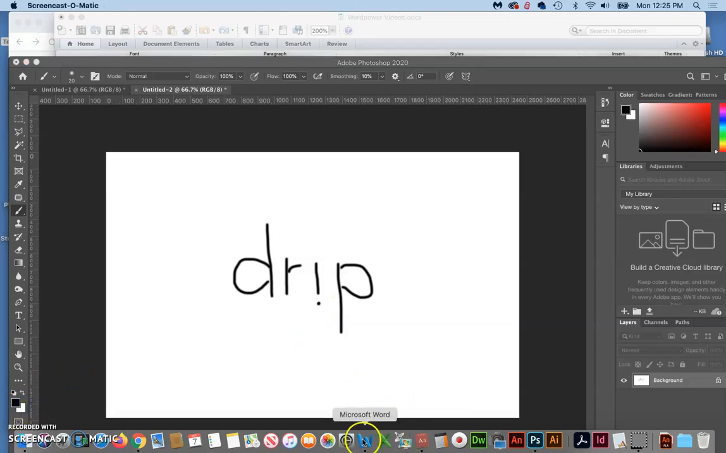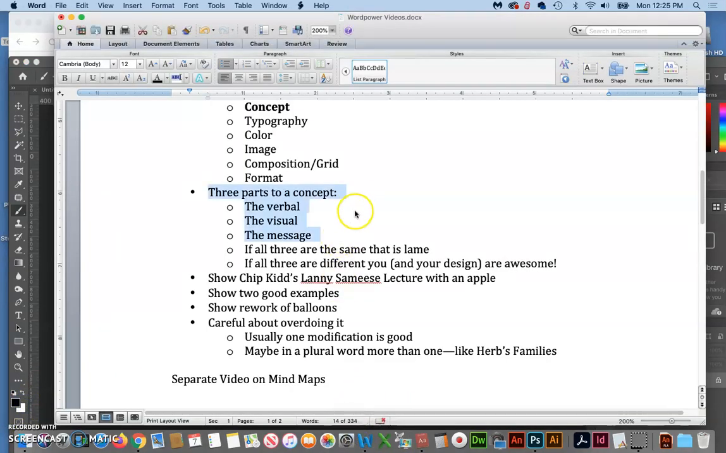And if you just keep on every time you are working on a conceptual design, once you get it down to a couple good possibilities, say this out loud. The verbal component of my design is. The visual component of my design is. Fill in the blank. The message is. So let's do it with that one we just saw. The verbal is drip. The visual, luckily, is not. If we keep saying the same thing for all three of these, we've got something that's not so good.